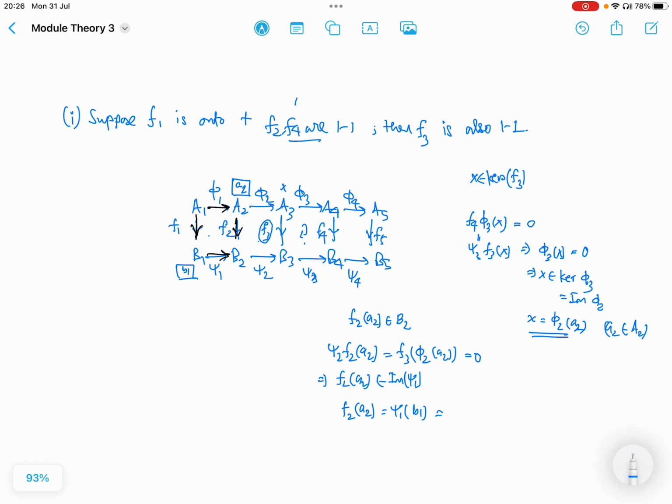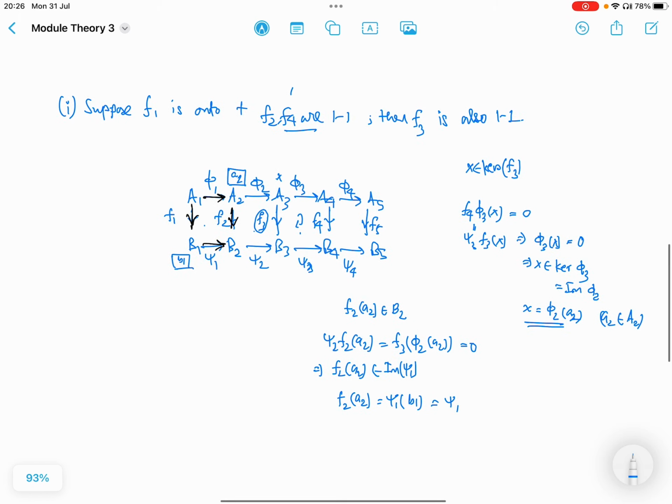But again, because B1 is from capital B1 and F1 was chosen to be surjective, B1 must have a pre-image under F1. So let's take any pre-image, call it A1. So now you get B1 is F1 of A1, right?